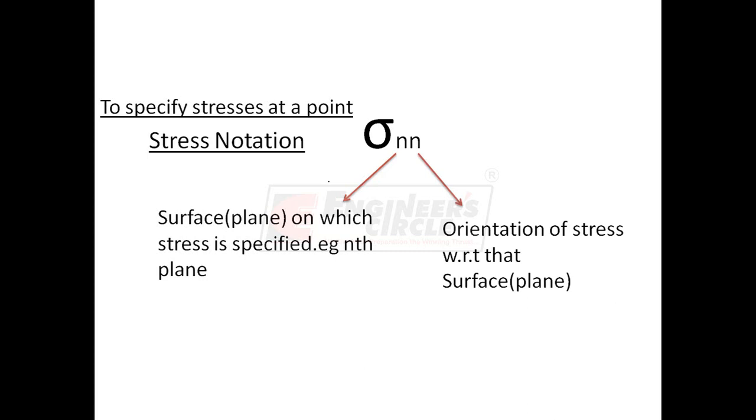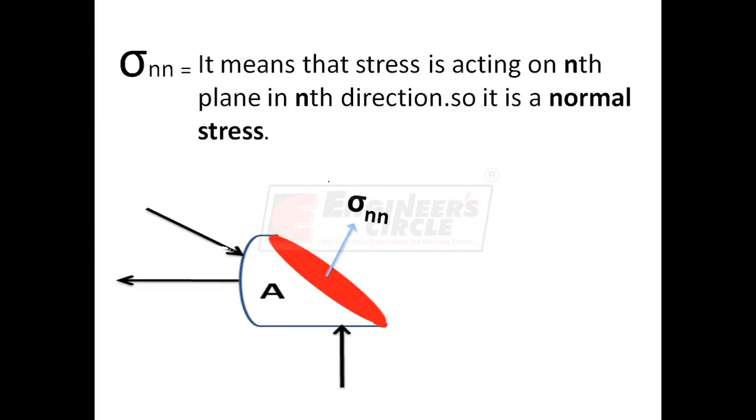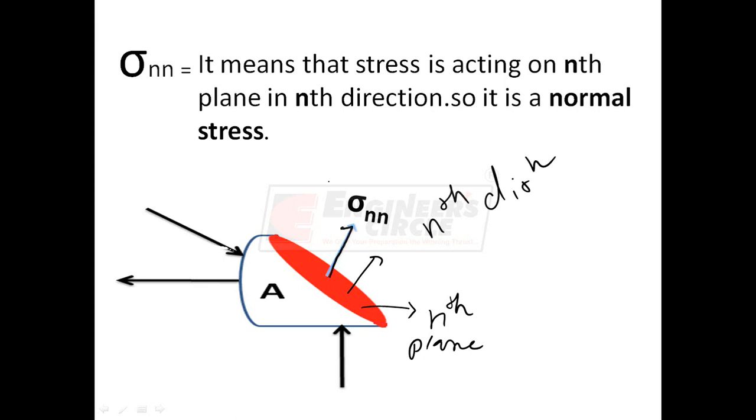That is, the stress is the normal stress or the shear stress. Therefore, when I write sigma nn, it means that the stress is acting on the nth plane in the nth direction. This red cross section is named the nth plane because its outward normal is in the nth direction. On this nth plane, the stress component which is acting in the nth direction is sigma nn. This component, as can be seen, is normal to the cross section. Therefore, we call sigma nn the normal stress.